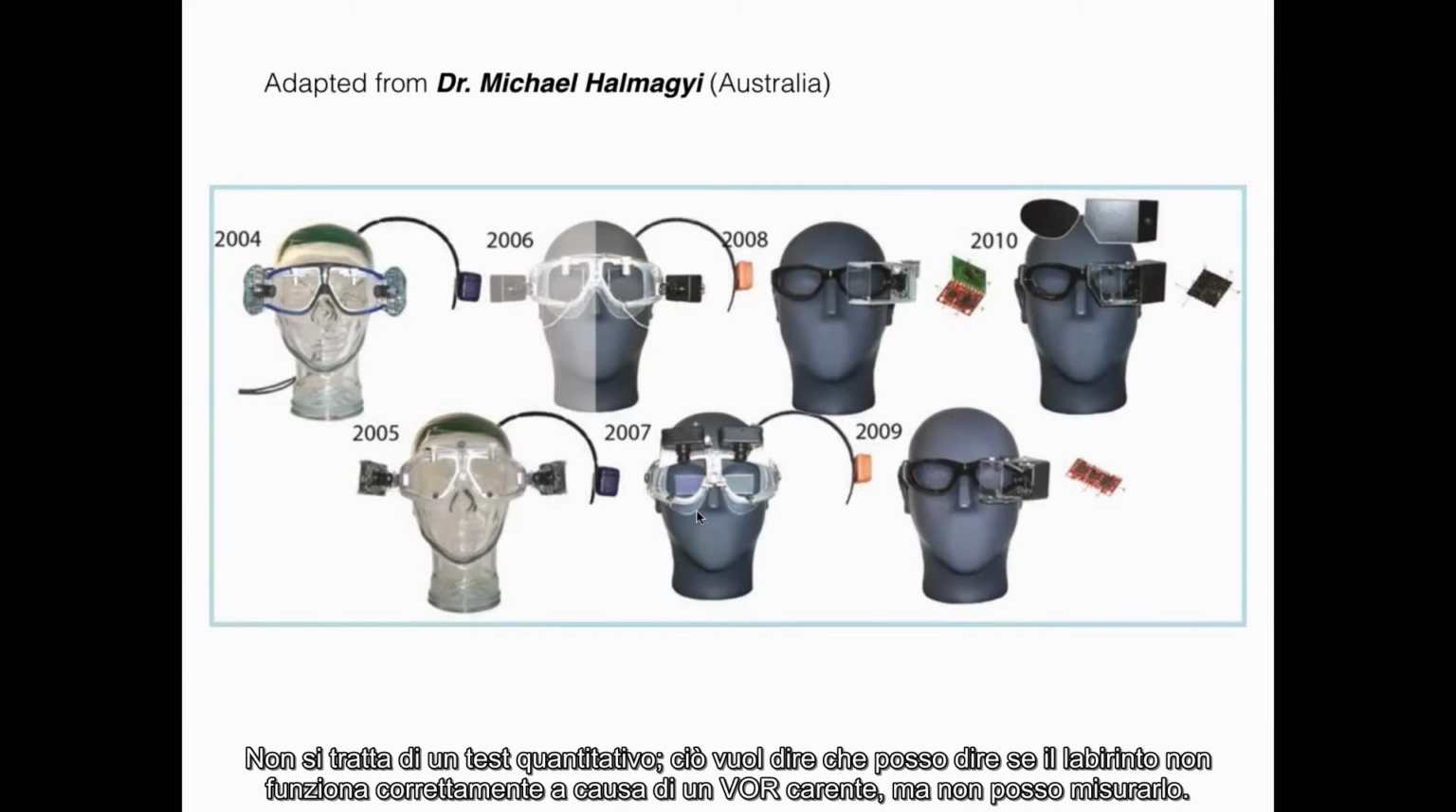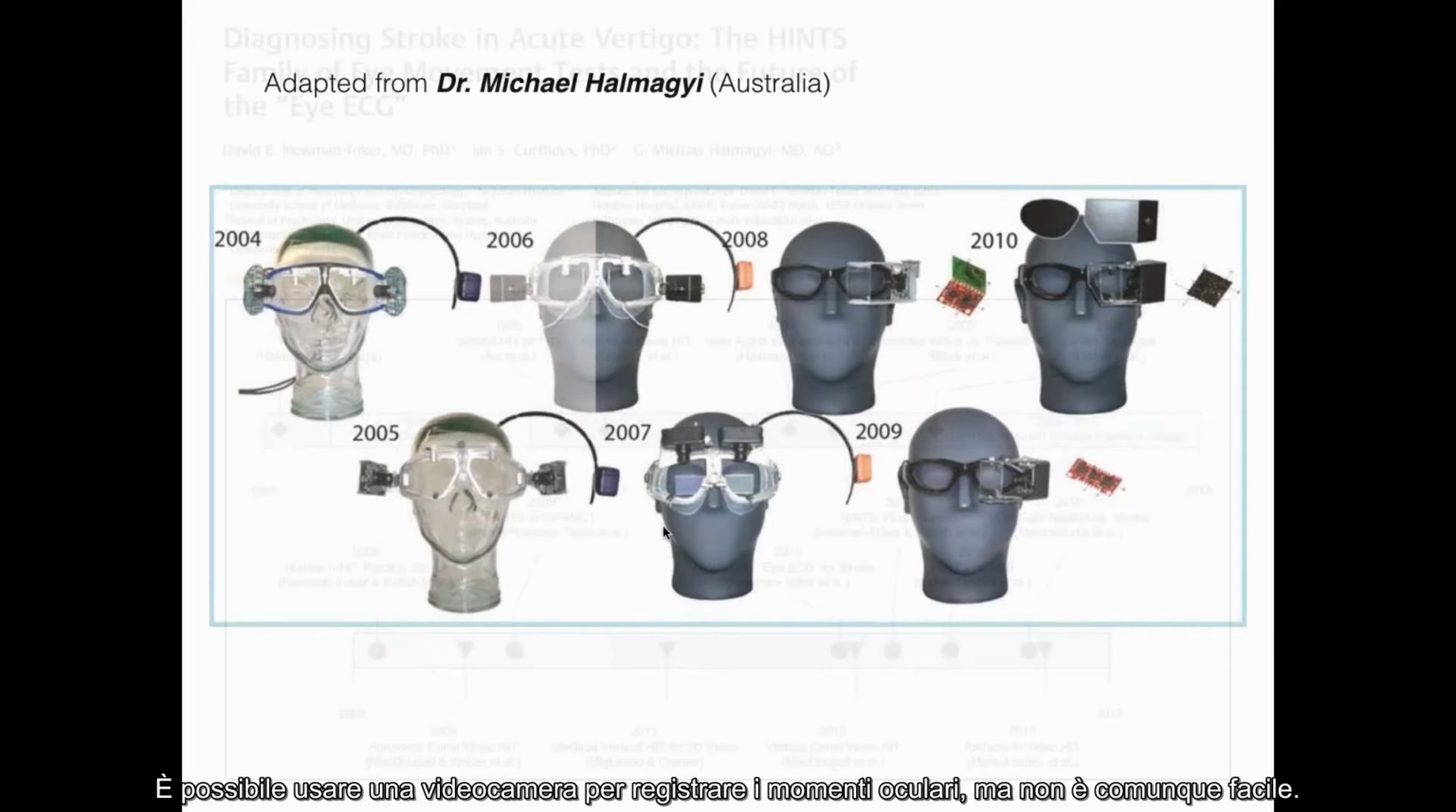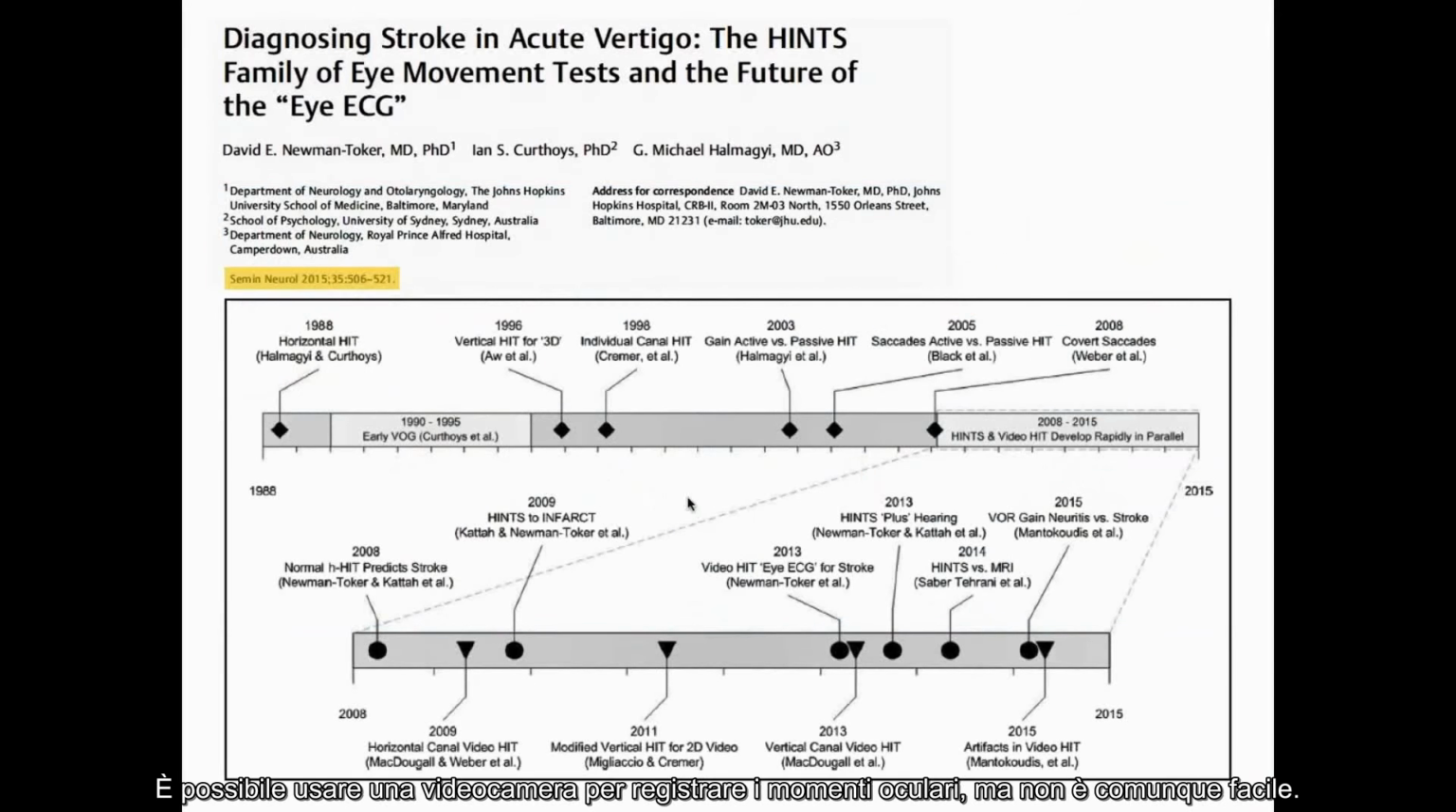And it is not a quantitative test, which means I can tell that the labyrinth is not working properly because the VOR is deficient, but I have no way to measure that. So I know it's not working, but I have no way to tell how much it's not working. And it's hard to document and file. You can use your iPhone to record the eye movements, but it's not easy.